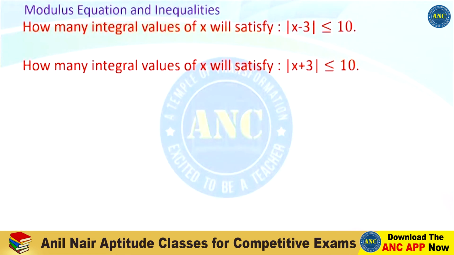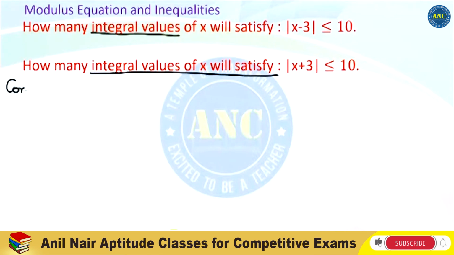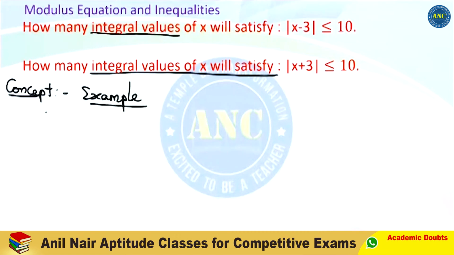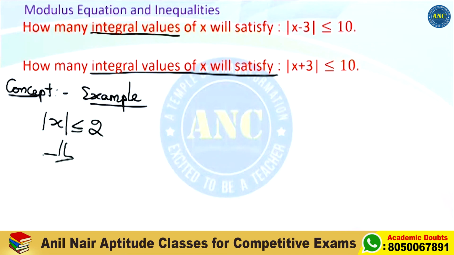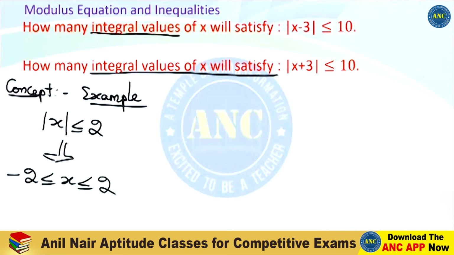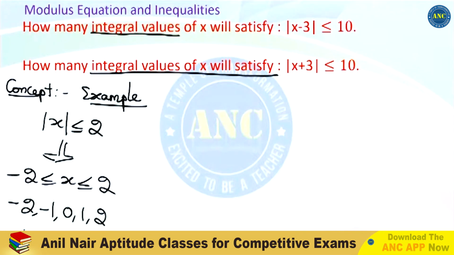Next, very important concepts, sir, right? The integral values. First we will do the concept with an example. Mod x less than or equivalent to 2 means x lies from minus 2 to 2. Yes or no? x lies from minus 2 to 2: minus 2, minus 1, 0, 1, 2. Totally how many integral values? 5 integral values. This is the first example.